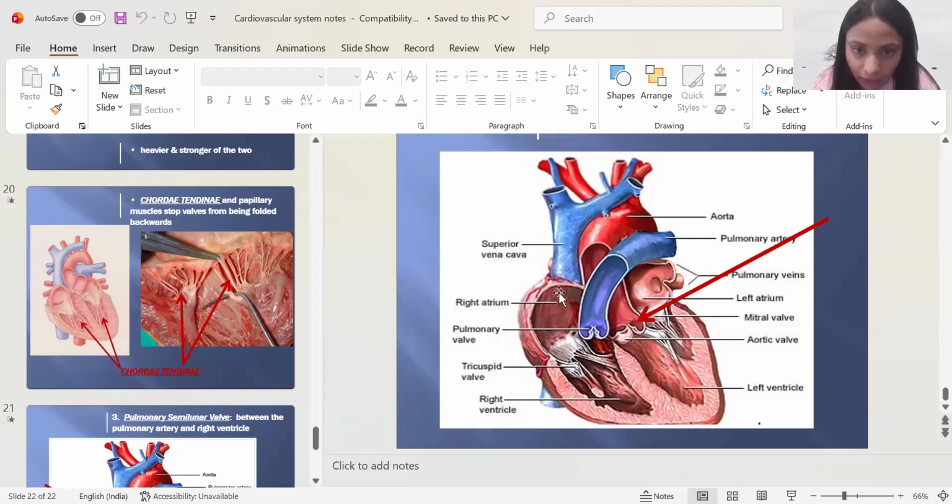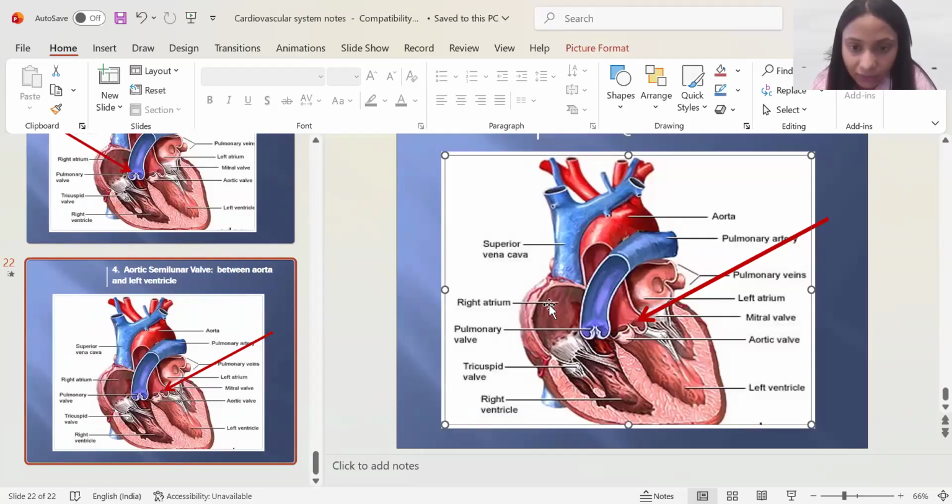Superior vena cava. There's also something known as the inferior vena cava. Superior vena cava and inferior vena cava are pumping the blood from our body into the right atrium. Then from the right atrium, it moves to the right ventricle through your tricuspid valve.